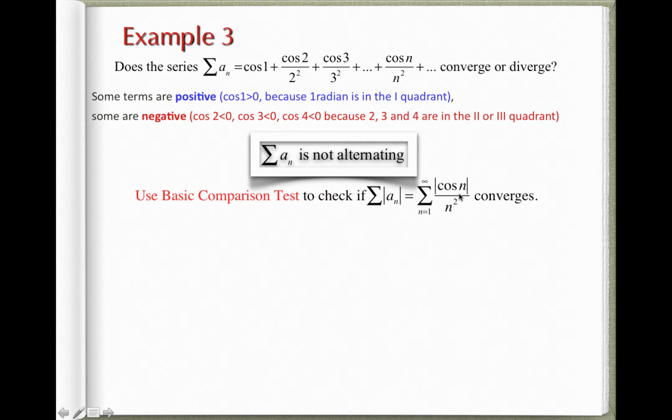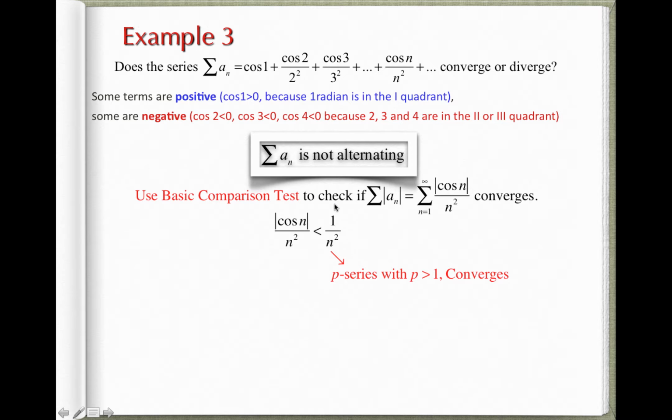Let's check to see how the behavior of this plays out, and how it might compare to this series up here. We've seen this kind of comparison before, where we know that the largest possible value of the cosine of n is going to be 1. And so we could say that this ratio on the left should be less than or equal to 1 over n squared.